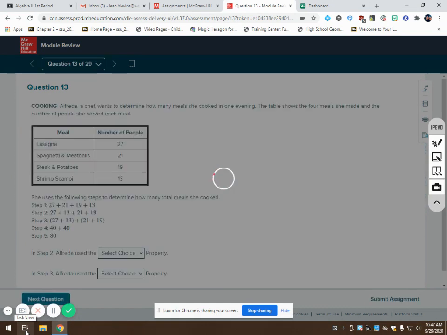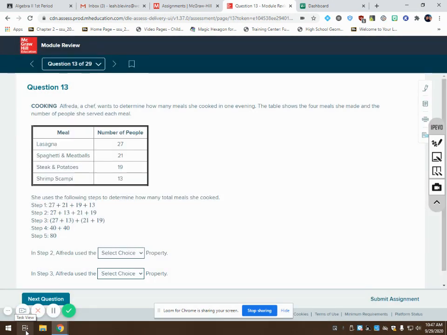Question number 13. Just applying our properties here. It says in step 2, Alfreda used what property? Well, let's look at step 1. She has 27 plus 21 plus 19 plus 13. Well, looks like she changed the order. 27 plus 13 plus 21 plus 19. When I change the order, we know this is an example of the commutative property.